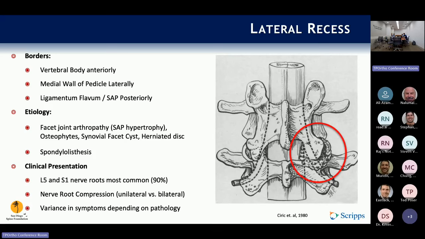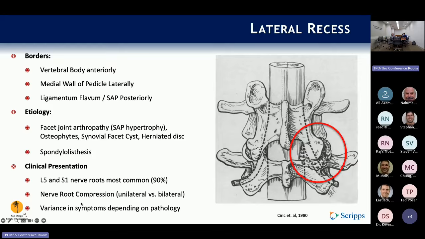And then the etiology of this is facet joint hypertrophy, essentially that the joints overgrow. You get osteophytes, and you'll get synovial cysts as well. It can also occur in conjunction with herniated discs that squeeze down that space. Also, you can have spondylolisthesis, which essentially closes that space down as well with the vertebral body motion.